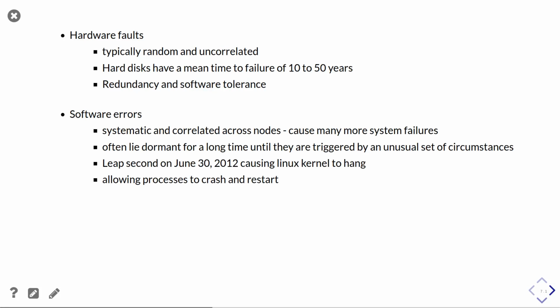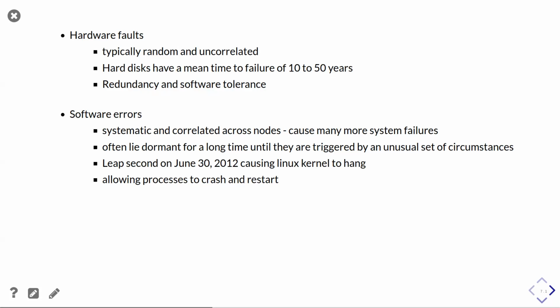One of the reasons software bugs are so difficult to handle is because they often lie dormant for a very long time until they are triggered by an unusual set of circumstances. A concrete example of this would be the leap second on June 30th, 2012, which caused the Linux kernel to hang. These kinds of problems can bring all of the machines in a system to a halt and cause a failure.